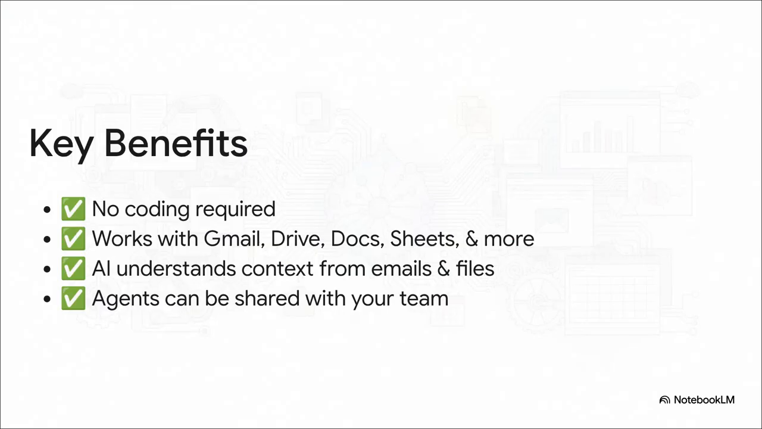So, let's break down why this is such a big deal. First, and this is a total game changer, no coding is required. You just describe what you want done in plain English. It also works across your entire Google Workspace, Gmail, Sheets, the whole shebang. Plus, its AI is smart enough to actually understand the context of what's in your emails and files. And maybe best of all, you can build an automation, which they call an agent, and then just share it with your team like you would a Google Doc.